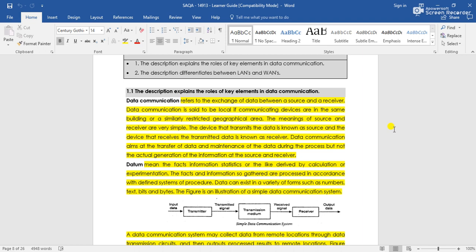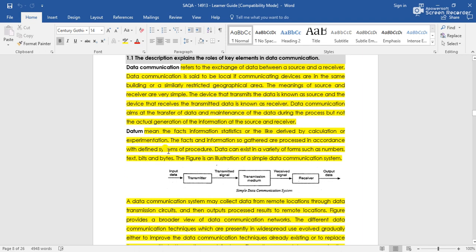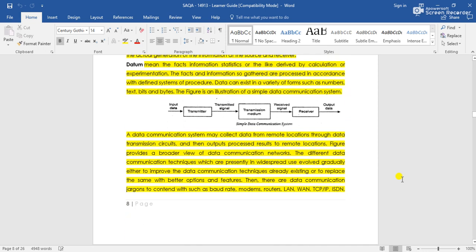The figure is an illustration of a simple data communication system. We've got input data, which goes to a transmitter, and the transmitted signal moves through the transmission medium, and then the received signal reaches the receiver, and we've got output data. A data communication system may collect data from remote locations through data transmission circuits, and then output processed results to remote locations.